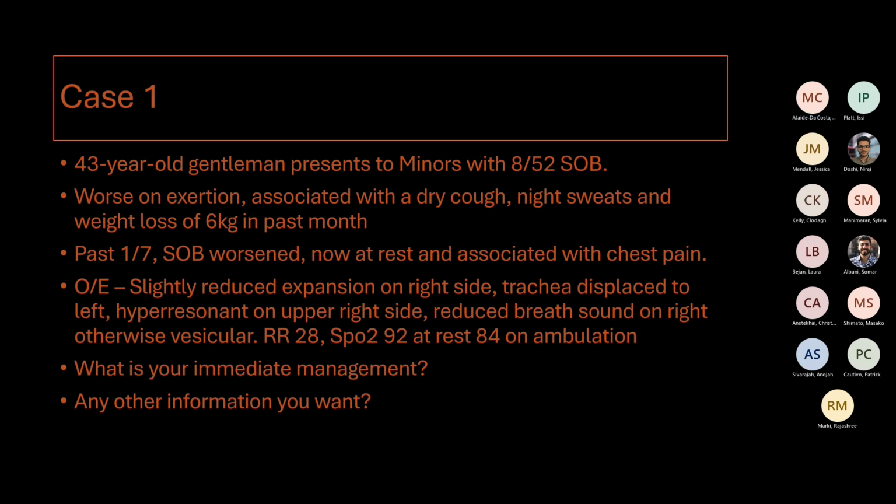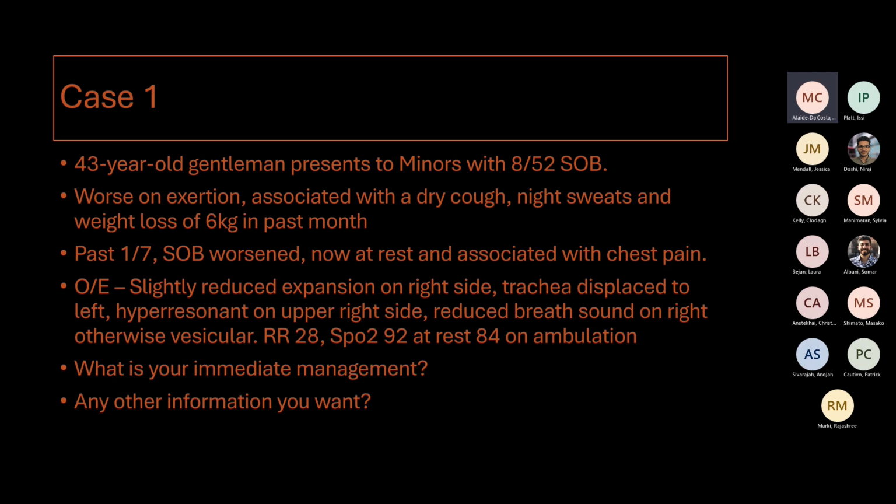So, case 1. A 43-year-old gentleman presents to minors with shortness of breath for about 8 weeks now. It's worse on exertion. It's associated with a dry cough, night sweats, and weight loss of about 6 kilos in the past month. And in the past day, acute deterioration, now at rest, associated with chest pain, worse when he takes a deep breath in and when he has a cough.